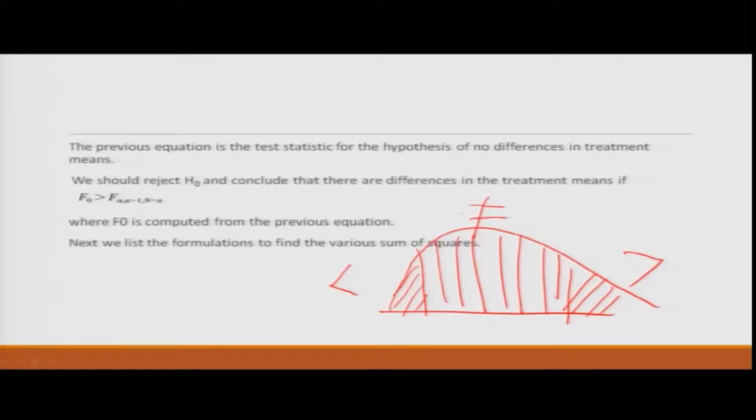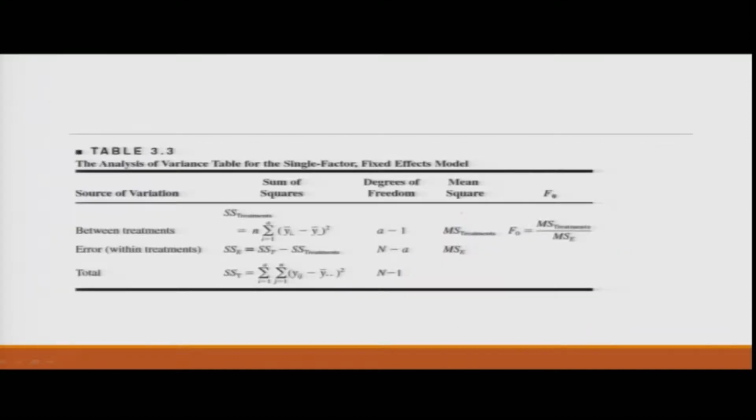So, now we list the formulation to find out the various sums of squares. This is the table which will give you an idea. This is the analysis of variance table, or ANOVA. Sources of variation, if I read the first column, are between treatments, error within treatments, and the total. Between treatments, if you remember, is SS treatments; error within treatments is SS error, which is the difference between SS total and SS treatments, and obviously SS total would be the sum of both of them. You can double check that the values come out separately as well as counted together.